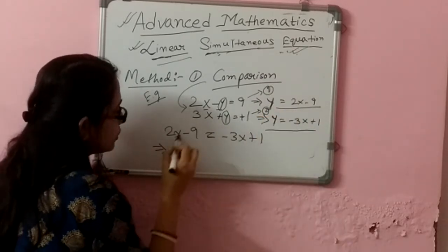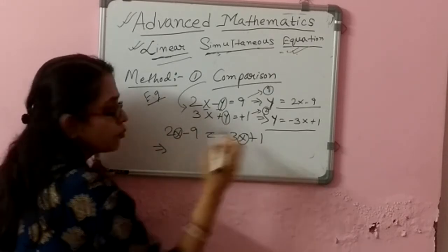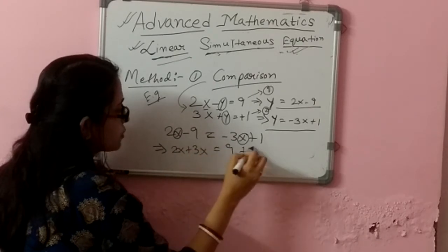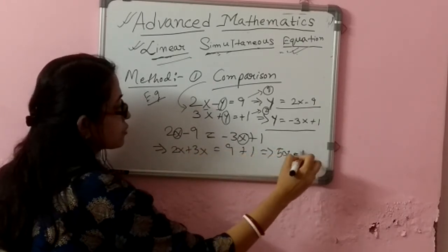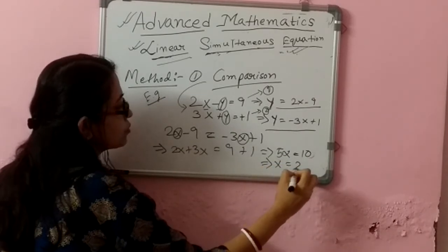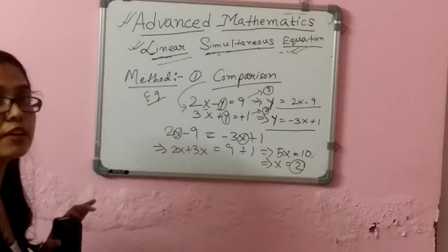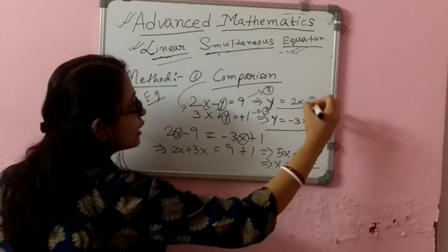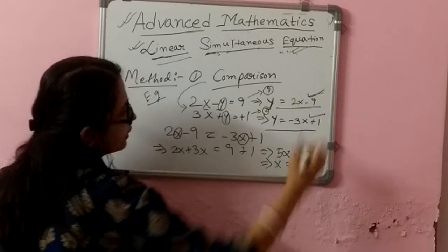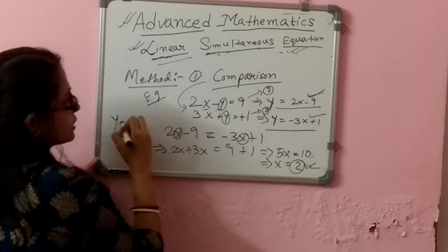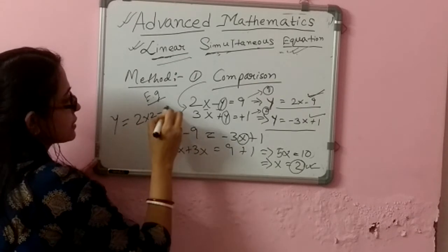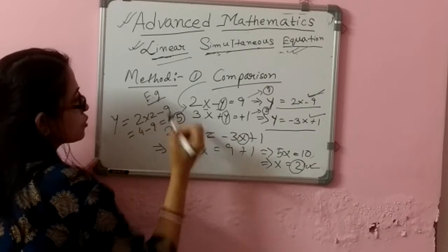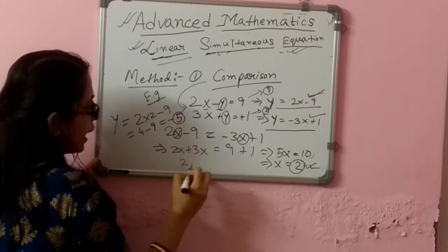Now here there is only one variable. So 2x plus 3x equal to 9 plus 1, 5x equal to 10, x equal to 2. We have got the exact value of x. Now we will put this value of x in any of the equations, either this or that. Let me put it in the first equation only. 2 into 2 minus 9, that is 4 minus 9, equal to minus 5. So the solution is 2 and minus 5.